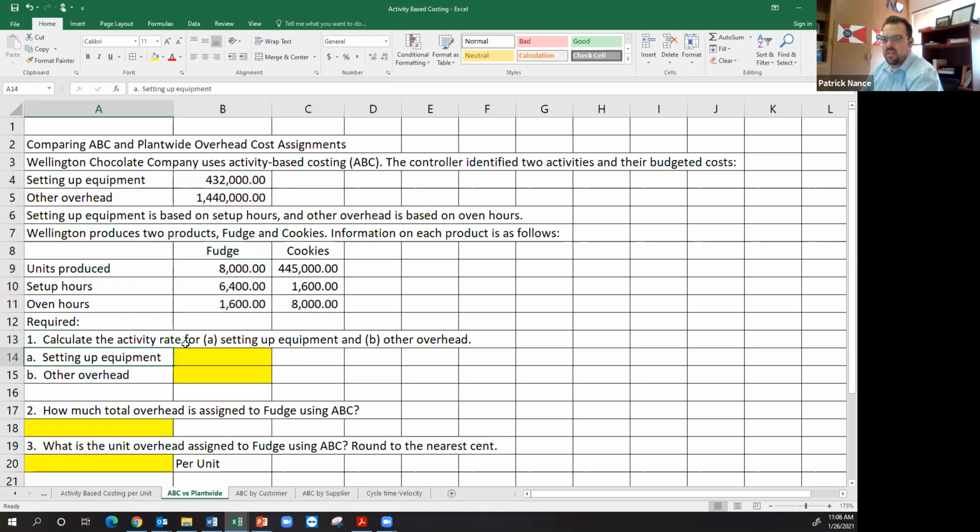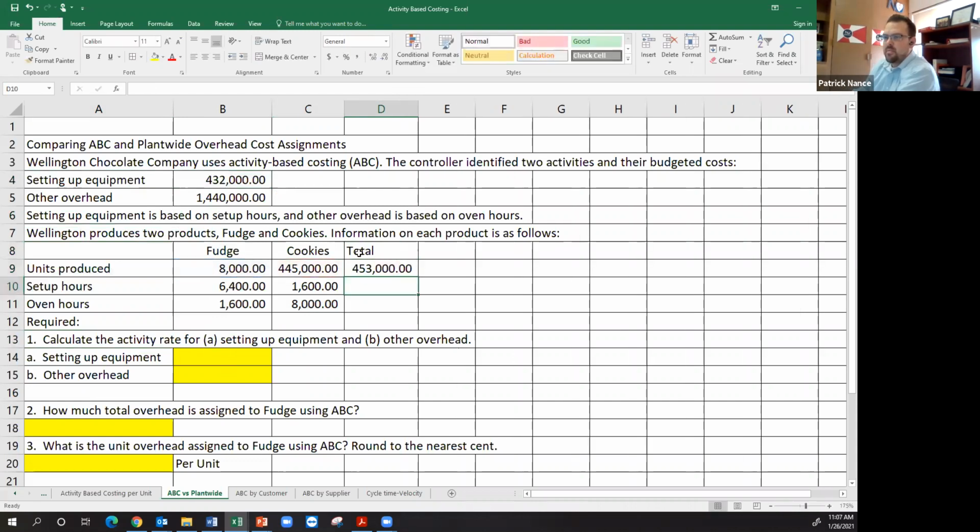So first it says calculate the activity rate for A, setting up equipment, and B, other overhead. So first I'm going to total these to make this easier. I really don't need a total of the units, but I'll do it anyways. Okay, so we've got a total of 8,000 setup hours and a total of 9,600 oven hours. So I want to figure out how much I need to allocate per setup hour.